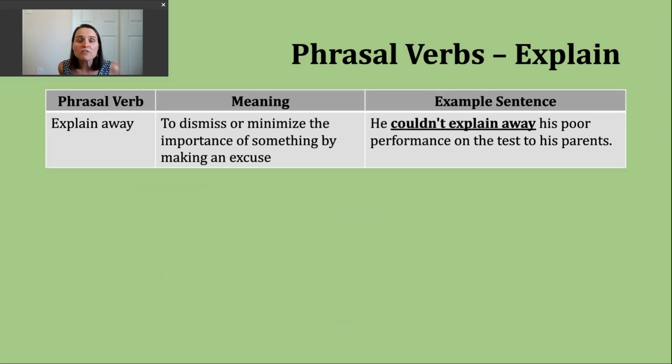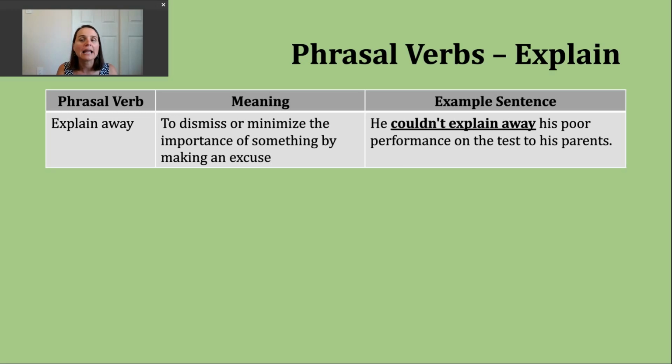I just have one phrasal verb for us to look at today, and that is to explain away something. Typically, with this particular phrasal verb, we're talking about someone trying to make some type of excuse in order to dismiss or minimize the importance of something. So we might think of this phrasal verb as occurring after something bad happens. Let's take a look at our example sentence.